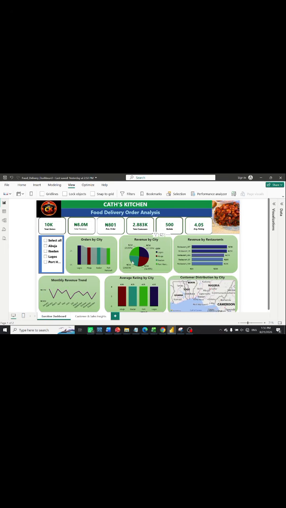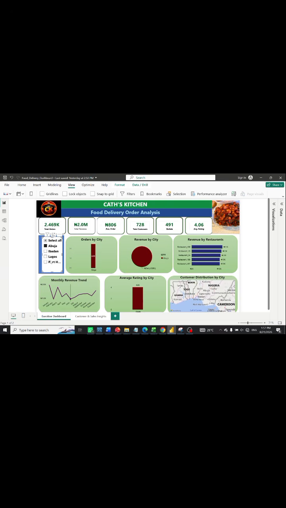The top 5 restaurants by revenue help to identify restaurants contributing the most revenue. This is the customer distribution by city, and here is the city slicer, which allows users to focus the analysis on a specific city. Page 2 provides deeper customer and sales insights.